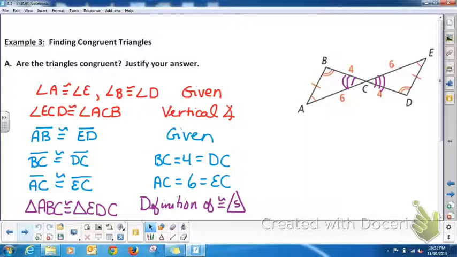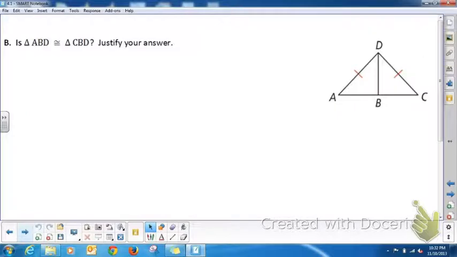It's essential that you write the letters in the correct order. If you write triangle ABC, then you have to write EDC, because they are the corresponding parts. How about this one? Is triangle ABC congruent to triangle CBD? Justify your answer. What do we know right now?